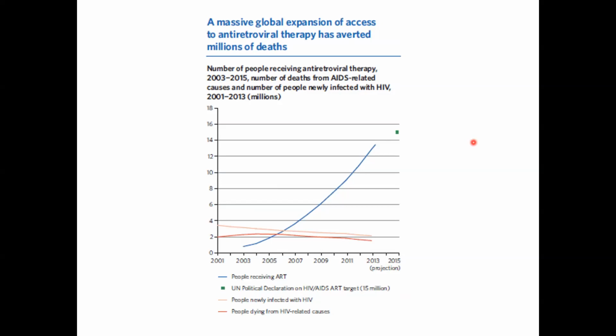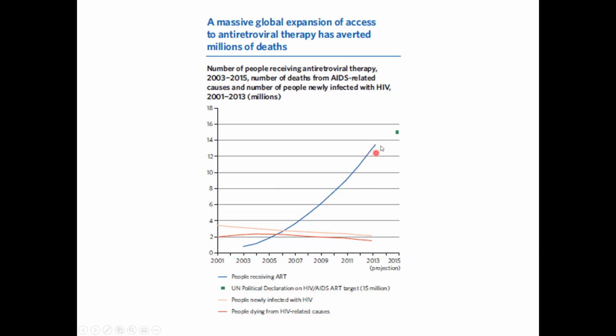So a massive global expansion of access to antiretroviral therapy has averted millions of deaths. Here we see the number of people receiving antiretroviral therapy from 2003 to 2015, the number of deaths from AIDS-related causes, and the number of people newly infected with HIV. People receiving antiretroviral therapy is increasing massively, not quite up to our target, but well on the way, because the target was 2015.